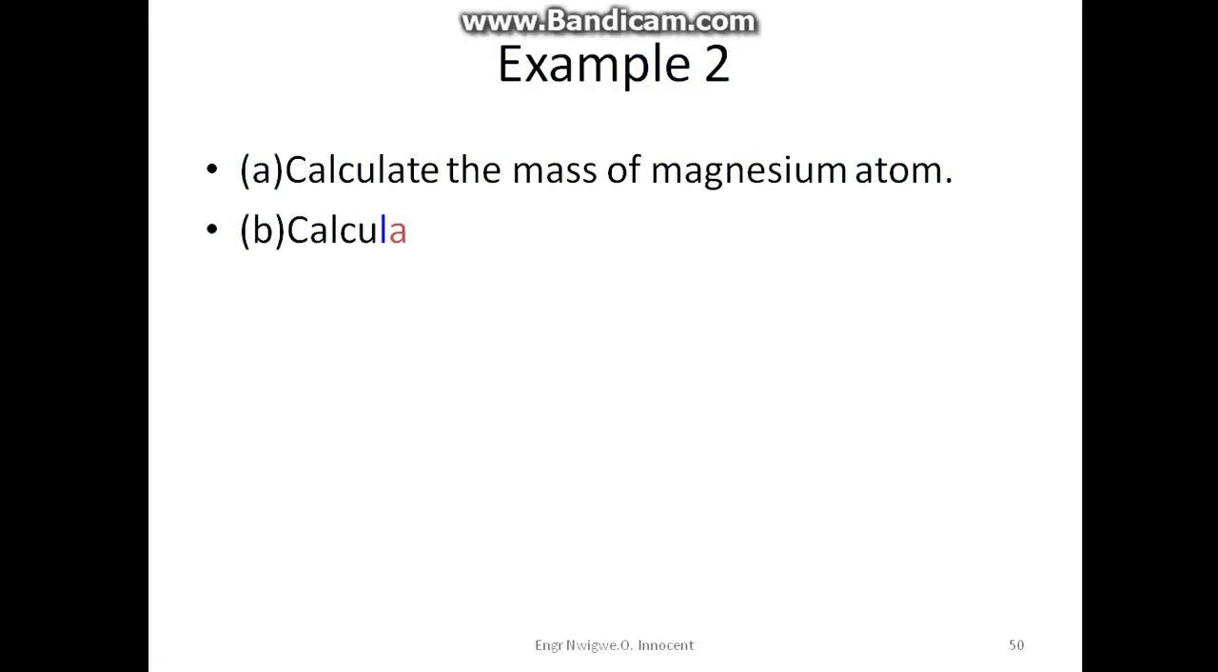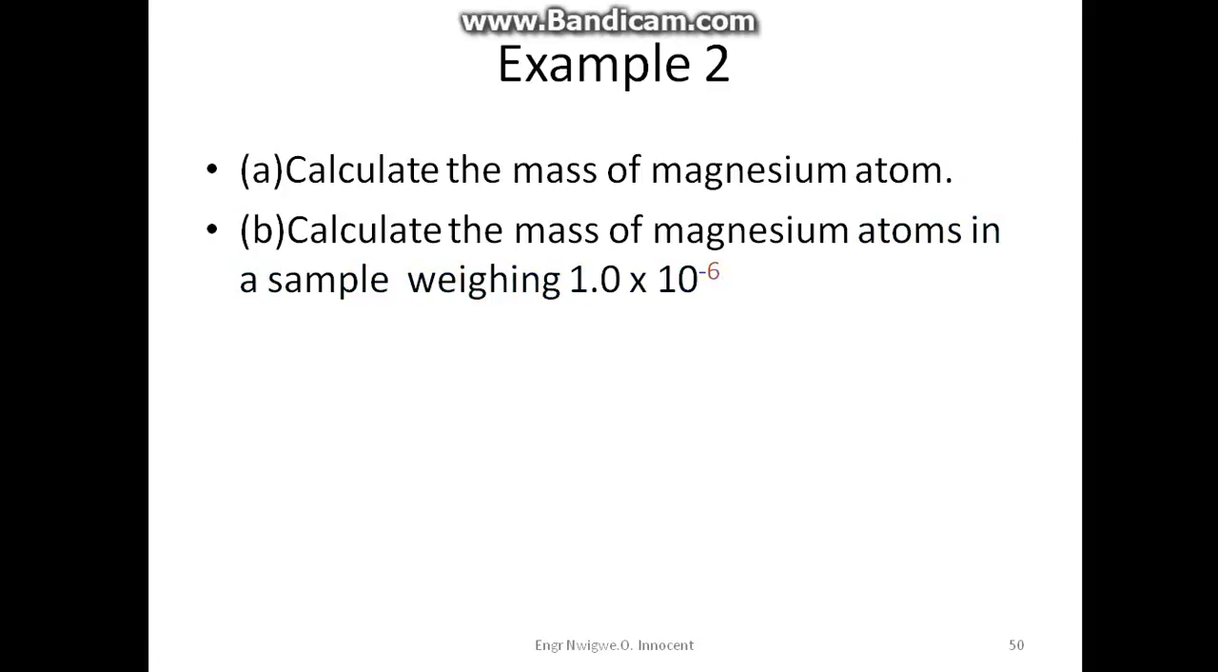B. Calculate the number of magnesium atoms in a sample weighing 1.0 times 10 raised to power minus 6, where Na is equal to 6.02 times 10 raised to power 23 and Mg is equal to 24.30.